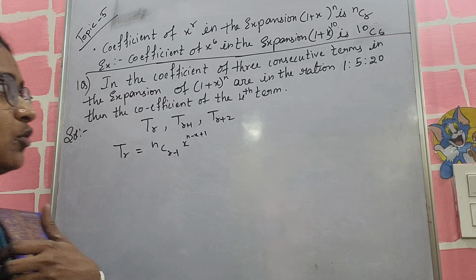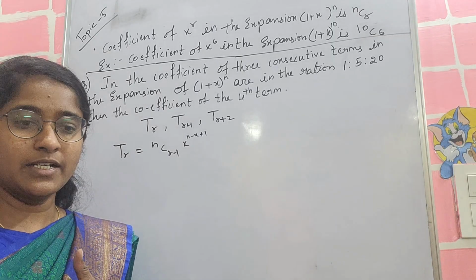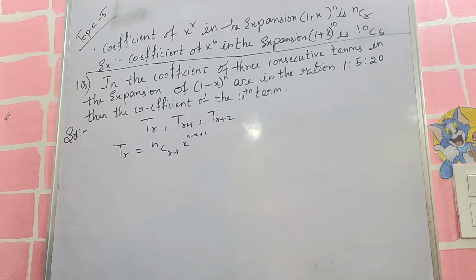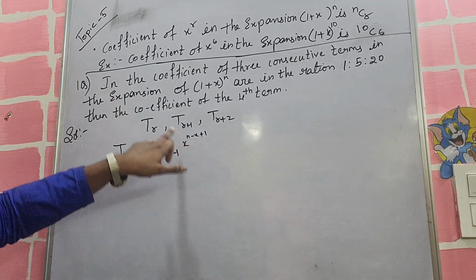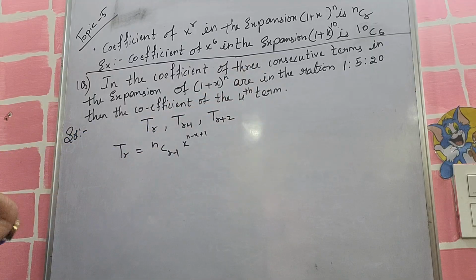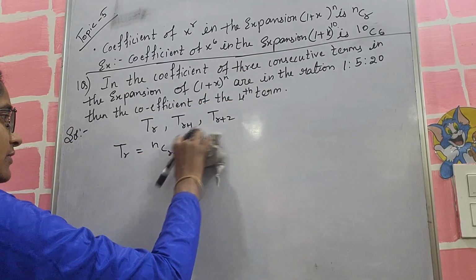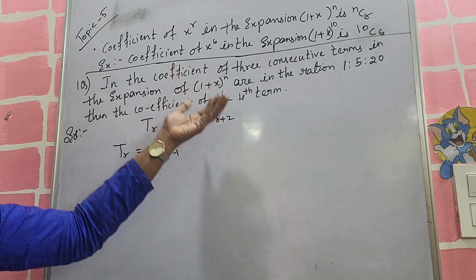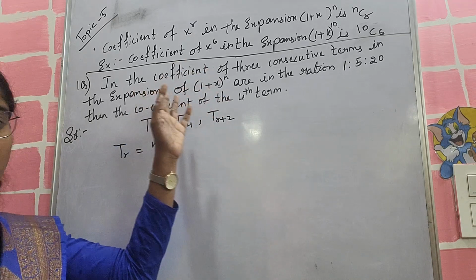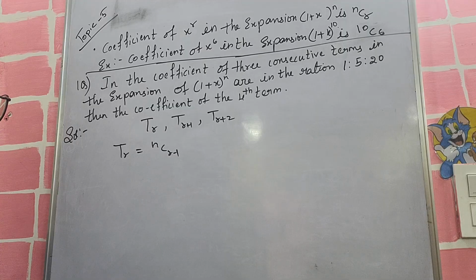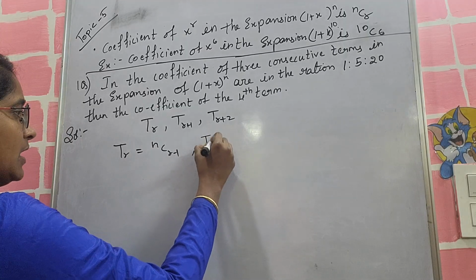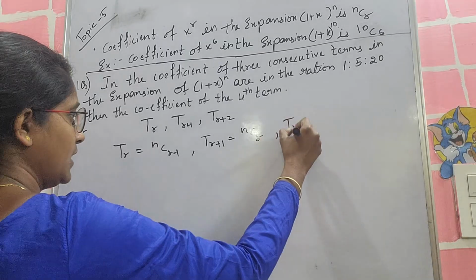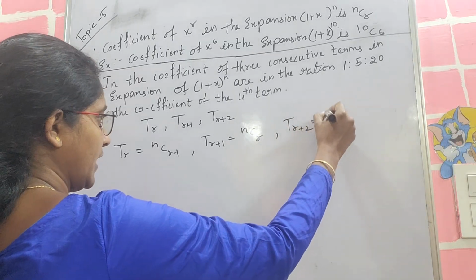Shall I take only the coefficients? Yes, it's better I take only the coefficients. The x power is whatever I take, so I'll just leave off the x part, since x^r is the variable, and I'm just focusing on the coefficients. The next one, Tr+1, is nCr, and then Tr+2 is nC(r+1).